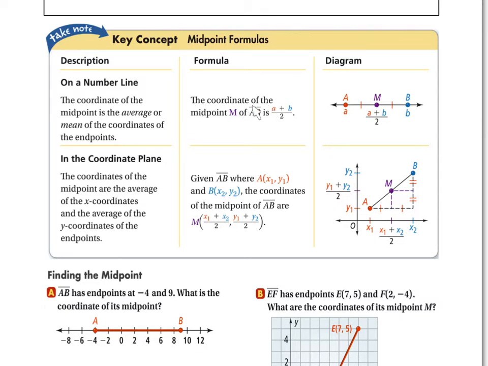It says the coordinate of the midpoint M of segment AB is A plus B divided by 2. So as you look here, you take point A, add it to point B, and divide it in half, and that's going to give me my midpoint.